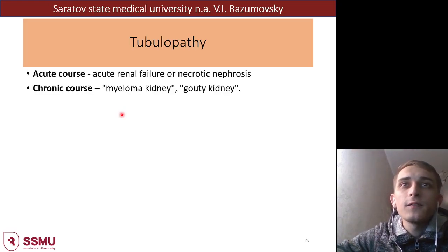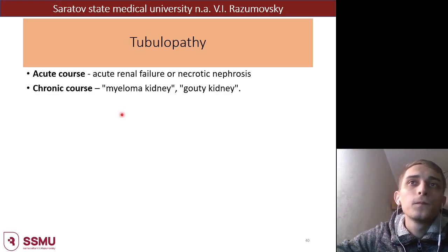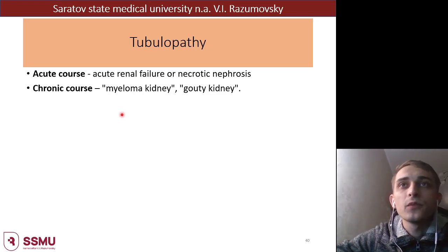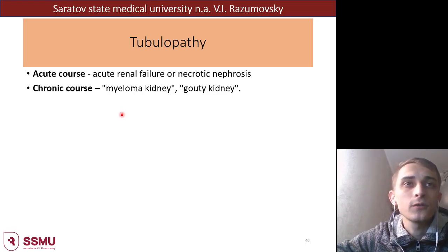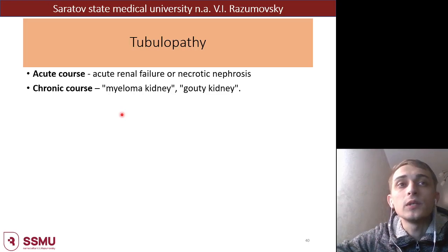Tubulopathy may have two main types of course. For example, it may be acute and chronic. Acute course of tubulopathy is associated with development of acute renal failure or necrotic nephrosis. And we may see all the typical morphological manifestations of necrosis. For example, disappearing of nucleus, loss of structure, components of epithelium, and so on.